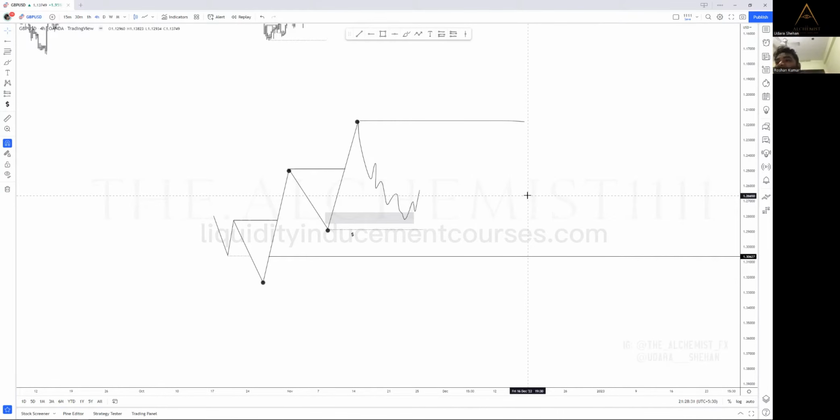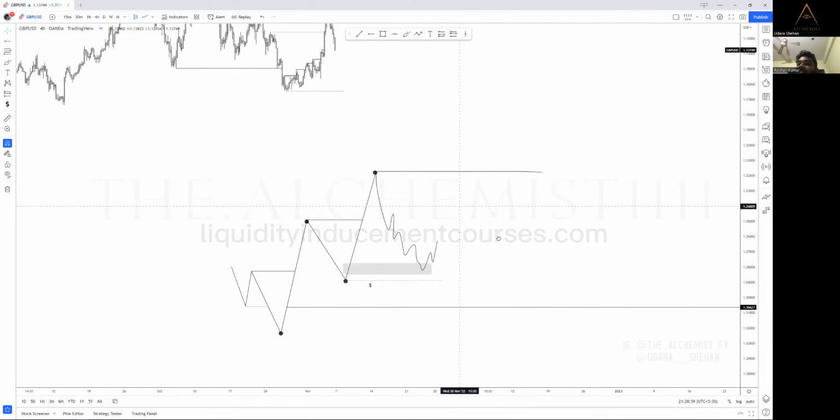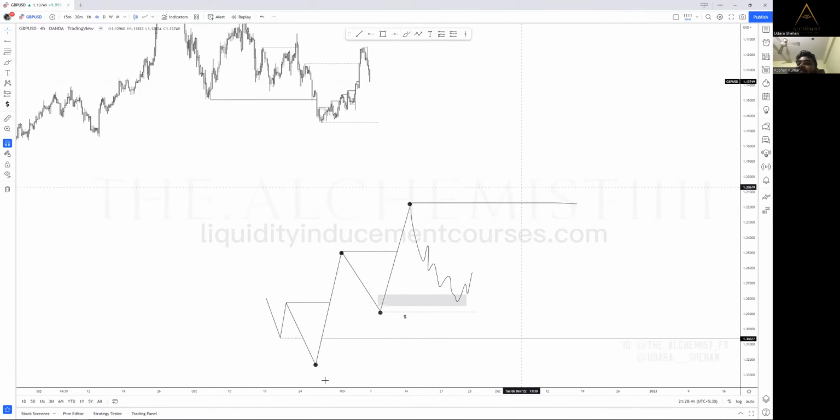For the ones that are in New York, they can never trade the London session because why? That's around 3 a.m. their time. Okay, so that's the thing. We are in the best times to trade. So I'll show you something that plays out very consistently during the London session, and let's go along with that.